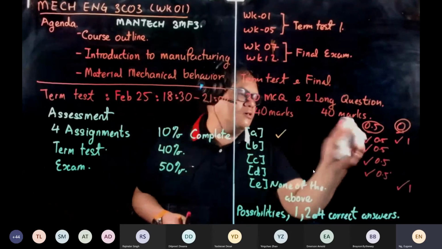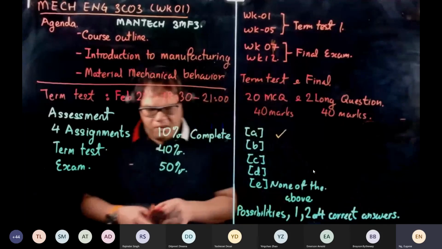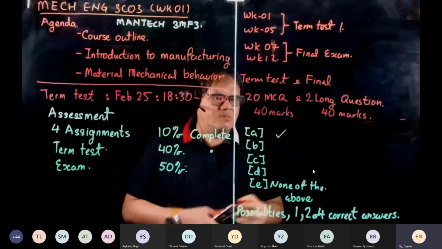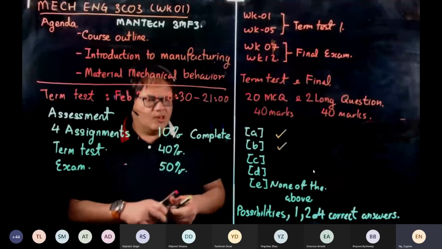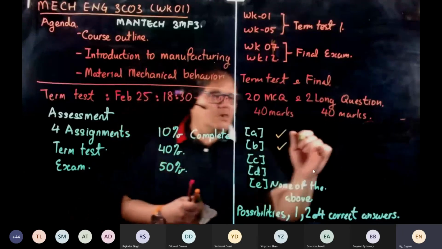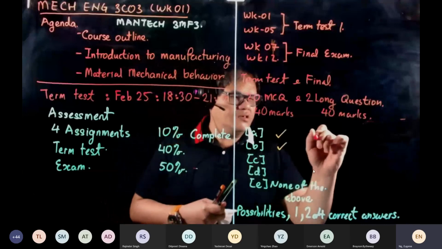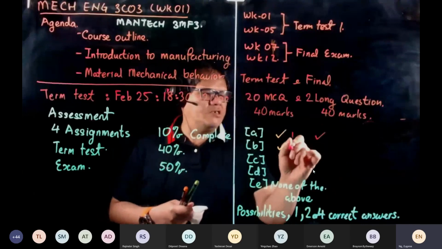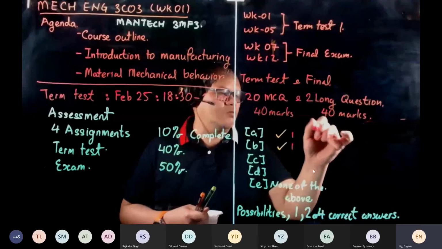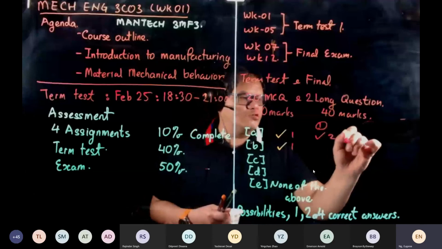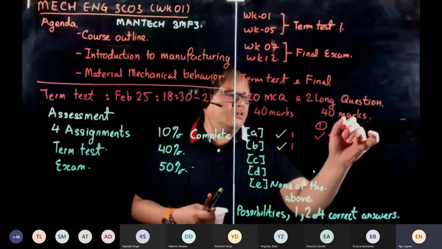So I'll try another example. Let's say for this time, A and B are the correct answers. If the student picks only one correct answer, because this is weight one, this is weight one, the student puts one mark here, there's another one missing, so you only have one. However, if the student chooses 1, 2, 3, basically you get zero.